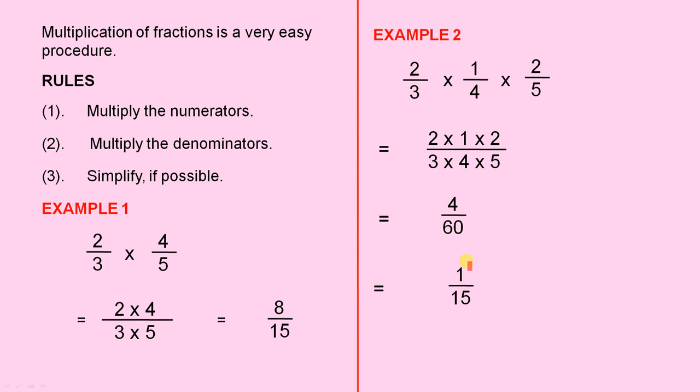4 over 60 is 1 over 15. So that's where you can simplify. So 4 over 60 can be simplified to 1 over 15. And all you do is you divide top and bottom by 4.